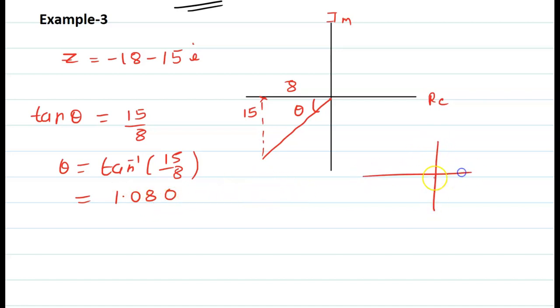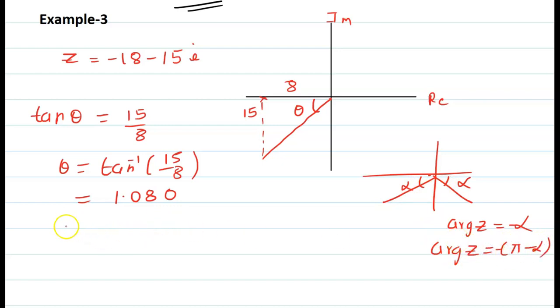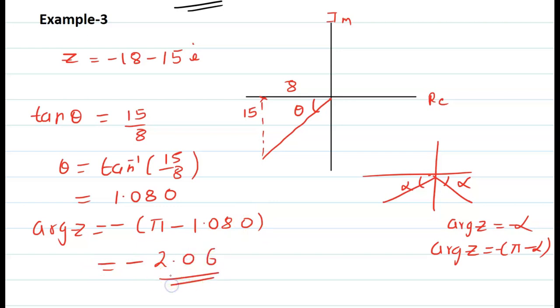Now what will be the argument z here? If alpha is here, then argument z will be minus pi plus alpha, that is, minus pi minus alpha in this case. Alpha is 1.080, so the answer will be minus 2.06 in radians. Okay, nice and easy. I hope you have understood about argument z and how to calculate the modulus.